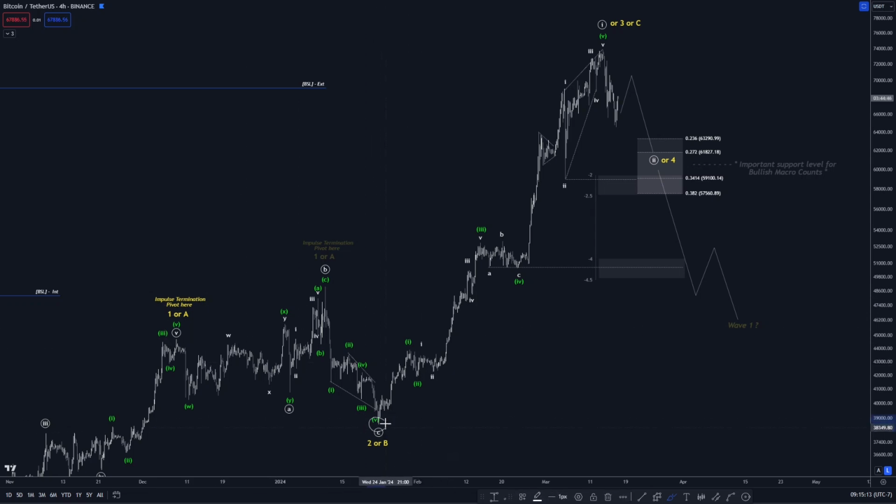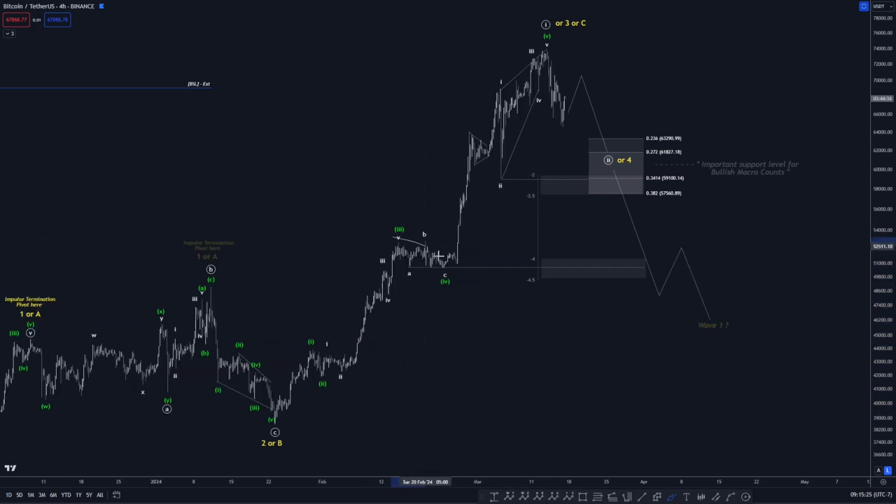We knew this low was protected. And once again, we saw this as a 1 or an A, and then a B or a 2, and then a C or a 3. Now, developing on that, we retraced for a 4, and then we completed an extended fifth wave ending diagonal of the minuet degree.